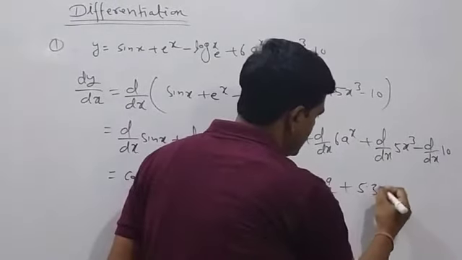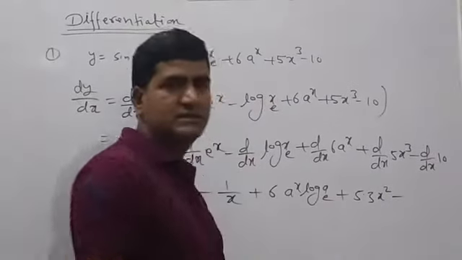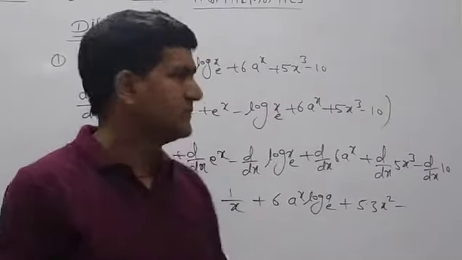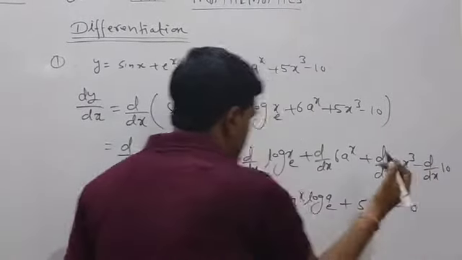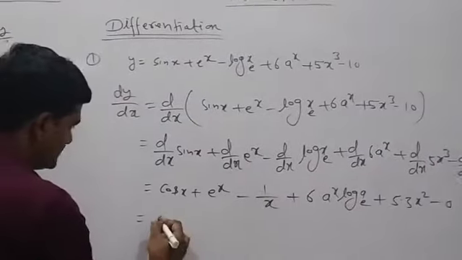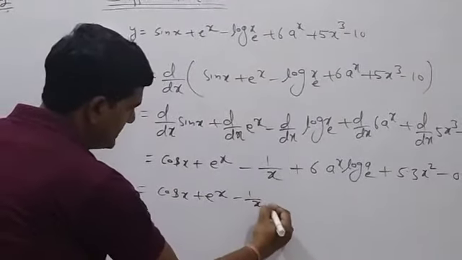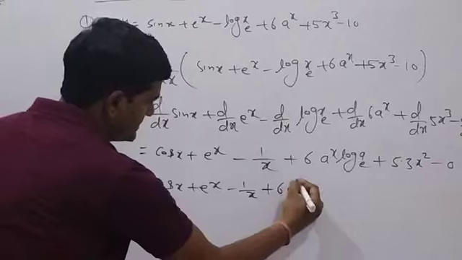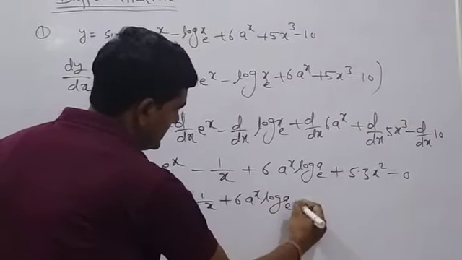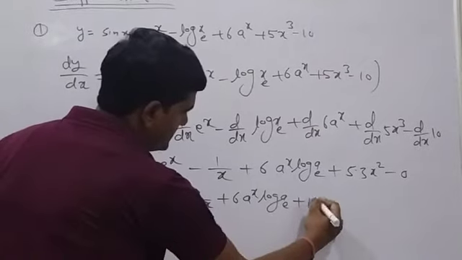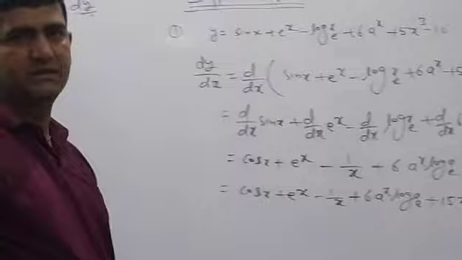It means here 3 into x power 3 minus 1, which is x square. Minus the differentiation of only a constant number is 0. It means d by dx of 10 is equal to 0. Now cos x plus e power x minus 1 by x plus 6 into a power x into log of a base e plus 15x square. Now this is the answer of the first example.